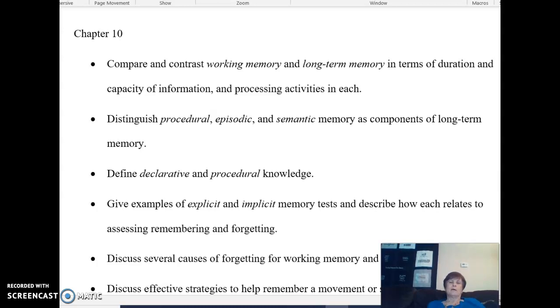We talked about the capacity, the function, and the structure of both working memory and long-term memory as it relates to duration, capacity, and how we process information, and how it's a bidirectional relationship between working memory and long-term memory. We made distinctions between procedural memory, episodic memory, and semantic memories. We also talked about the difference between declarative and procedural knowledge. We talked about explicit versus implicit memory tests and how that relates to us remembering or forgetting.